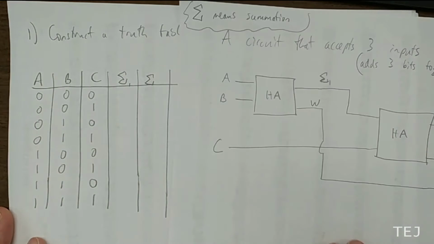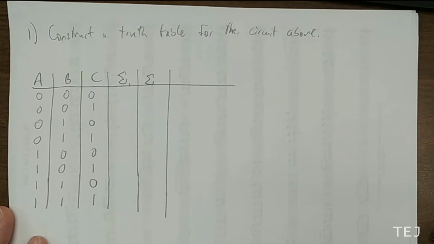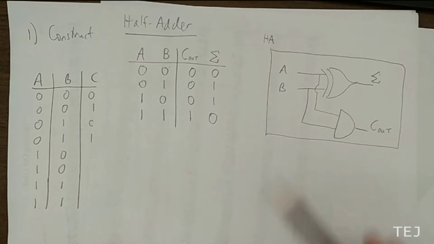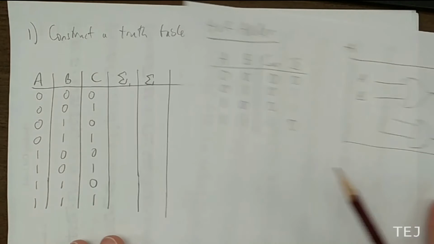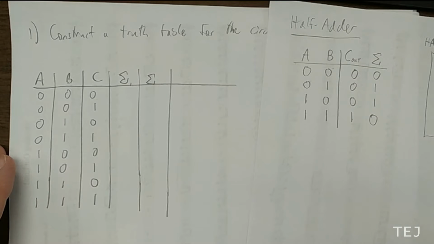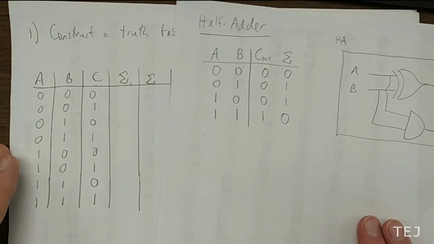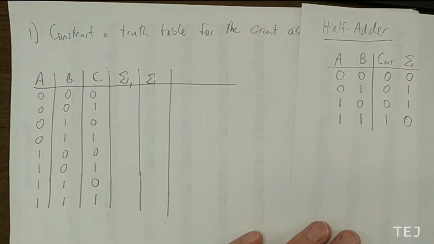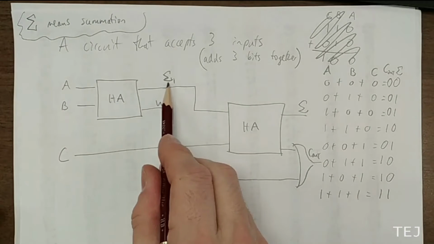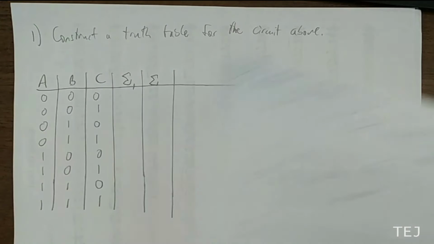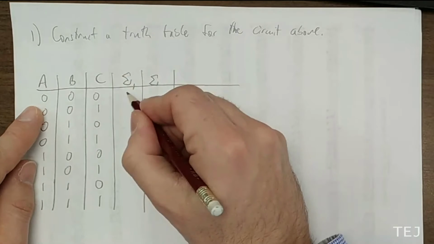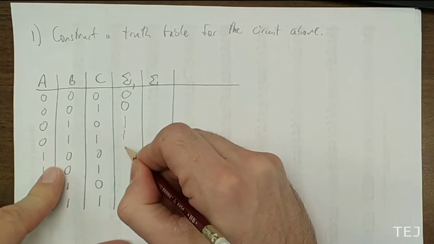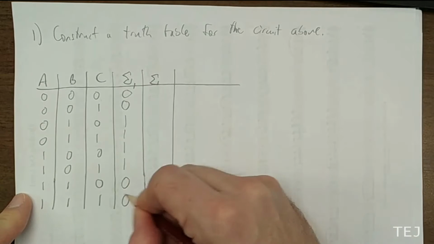Looking back at our thing here with the half adder, let's go to the first one. Sigma 1 is this one right here. So it's the same as that column. It's basically just XOR, right? Sigma is just XOR, as you can see from our very first half adder. So sigma 1 is XOR of A and B. So we get 0, 0, 1, 1, 1, 1, 0, 0.